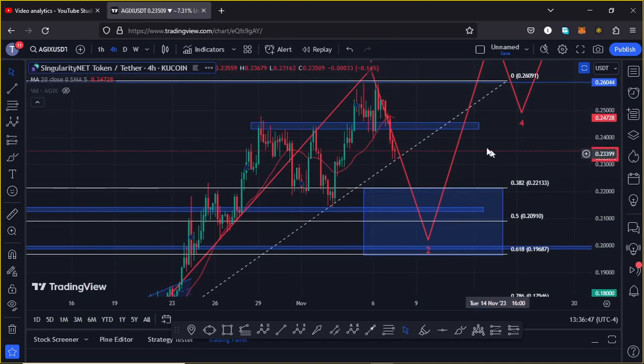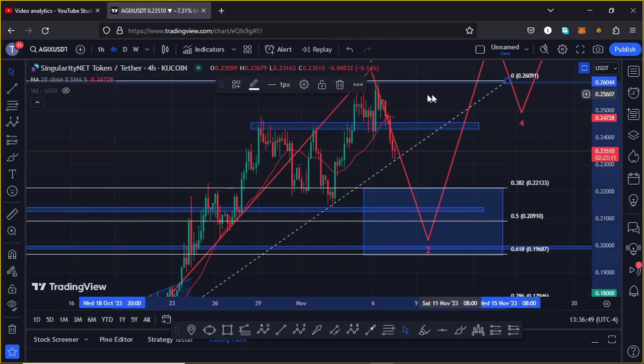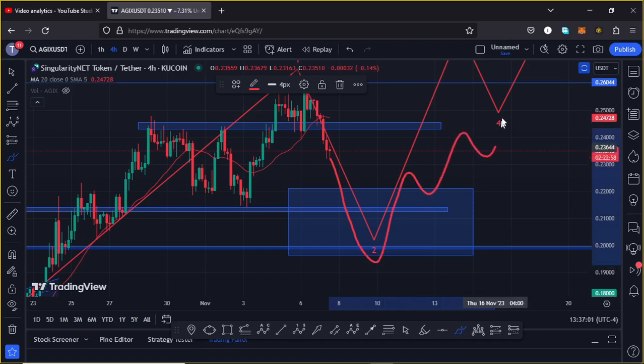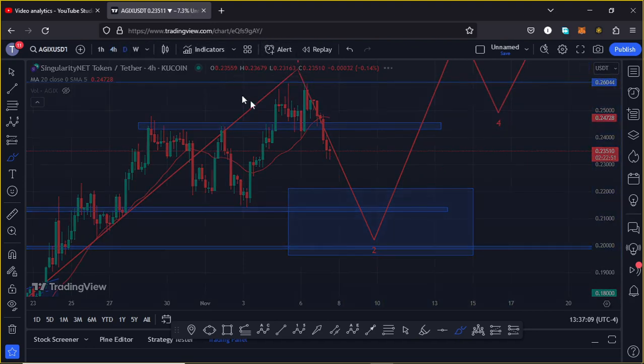And there are chances that in case we continue heading further down, then this is the area within which AGIX should find support, get a low in place for the second wave, and give us a massive reversal to the upper side, breaking above significant areas of resistances. And that is what I'm watching out on the short term here on the AGIX chart.